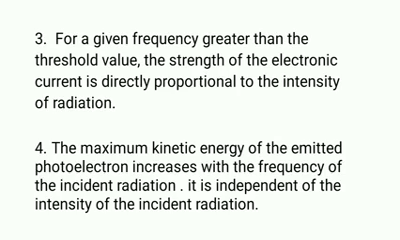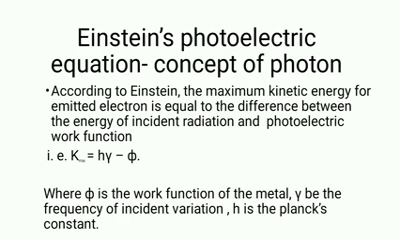So again, a graph is drawn by taking kinetic energy of photoelectron along the y-axis and the frequency of incident radiation along the x-axis. Again, it is a straight line, but it doesn't pass through the origin because there is some gap in the graph. That gap shows the photoelectrons are not emitted, because photoelectrons are emitted only when the frequency of the incident radiation is greater than the threshold frequency. If the frequency of the incident radiation is less than threshold frequency, photoelectrons are not emitted.